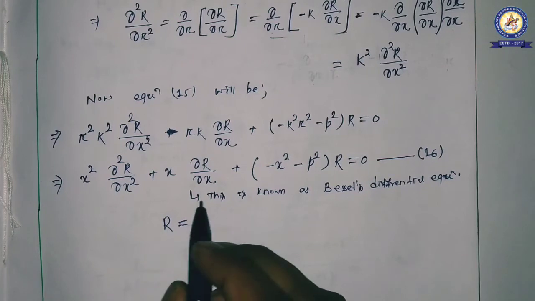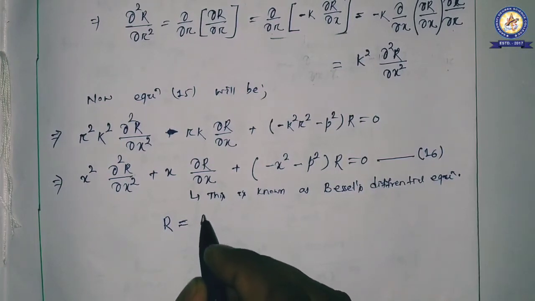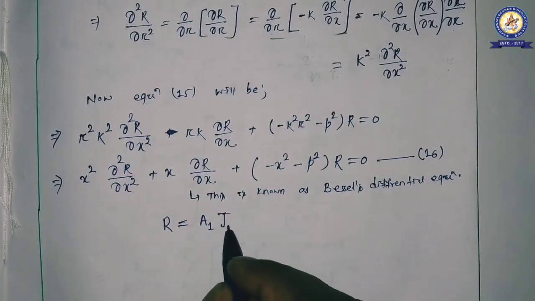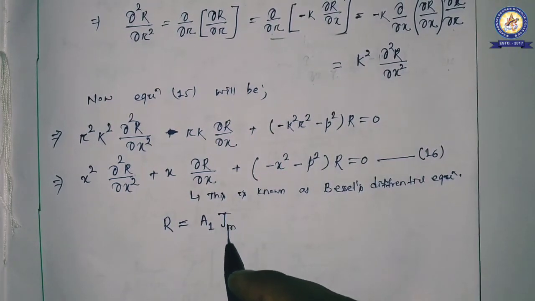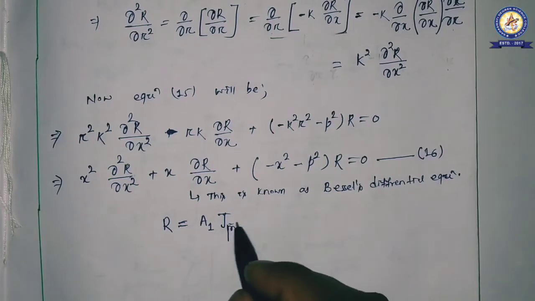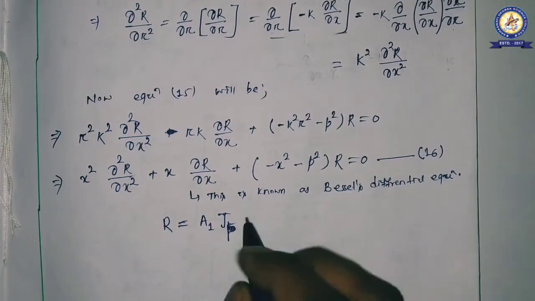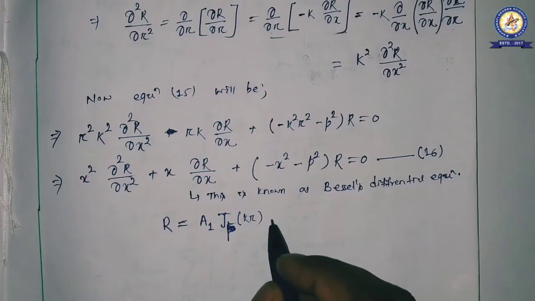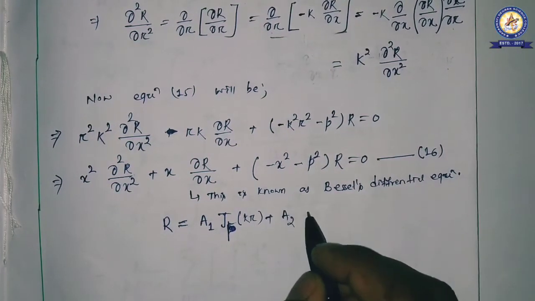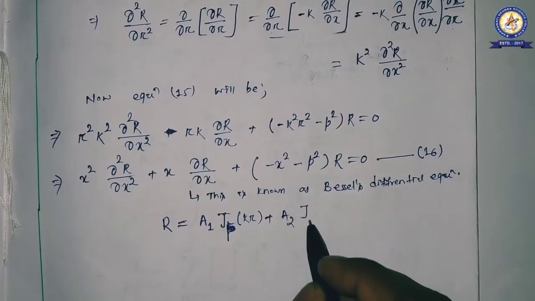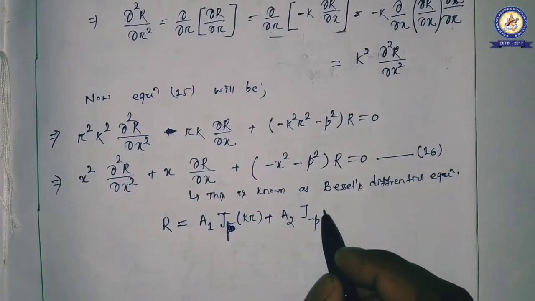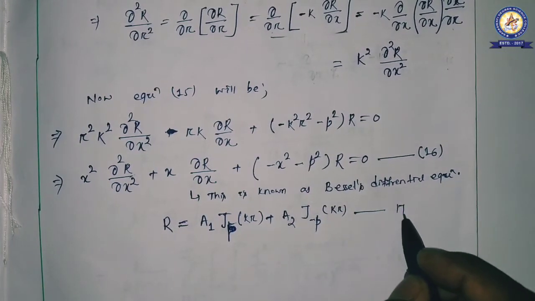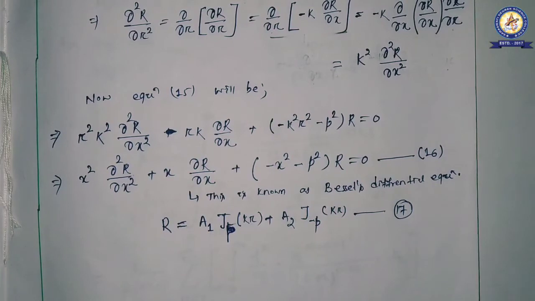to some constant a1 J p, function of kr, plus a2 J minus p kr. Let this be your equation number 17, right?